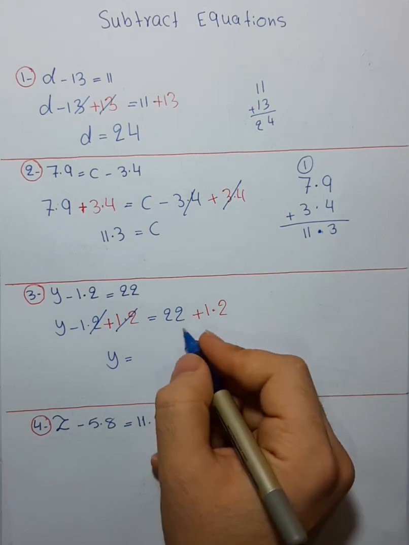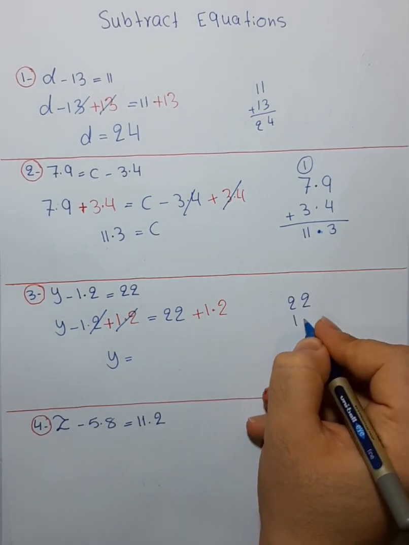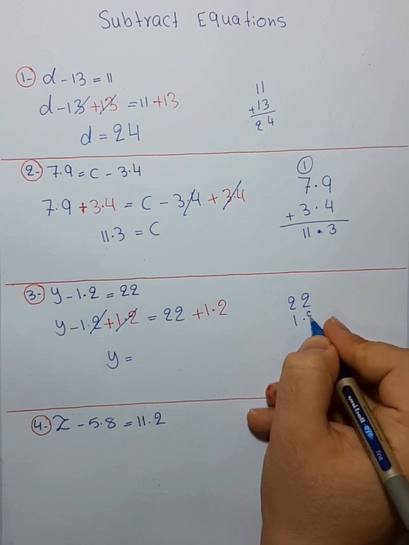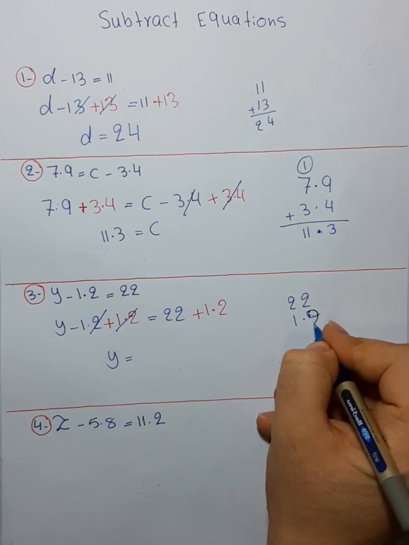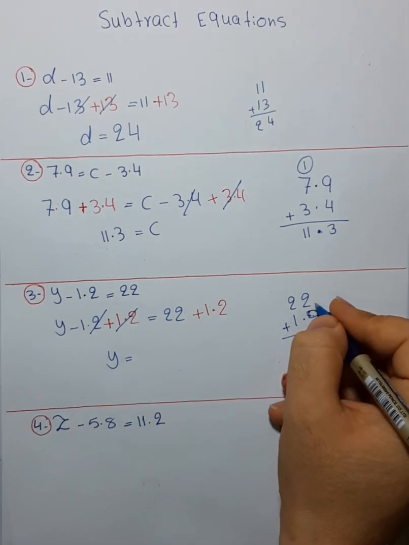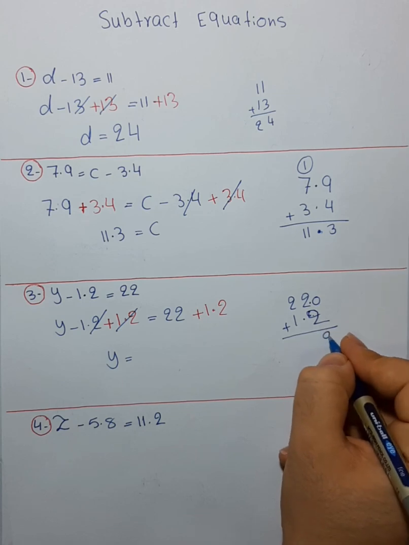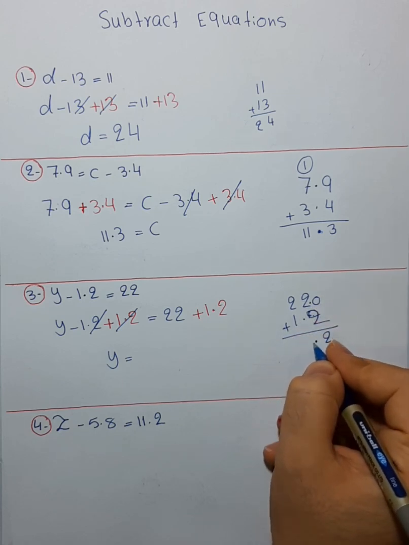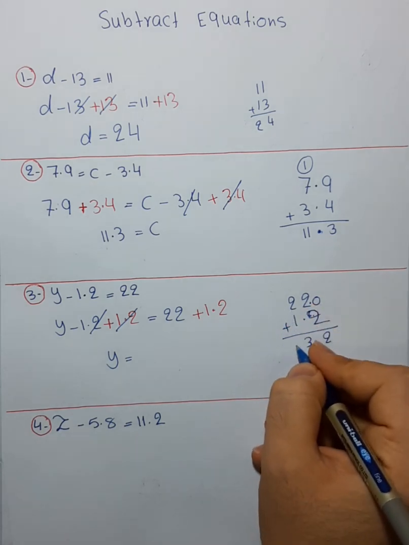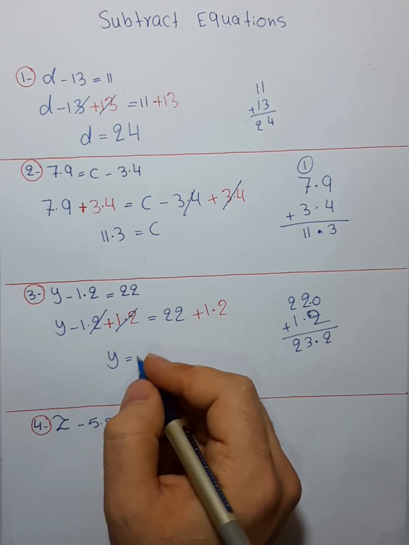Write y equal to 22 plus 1.2. We have to write the decimal point and 0. 0 plus 2, 2. 2 plus 1, 3. And 2. So y equal to 23.2.